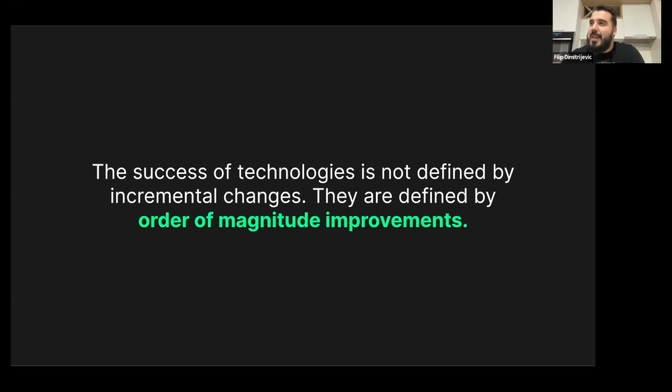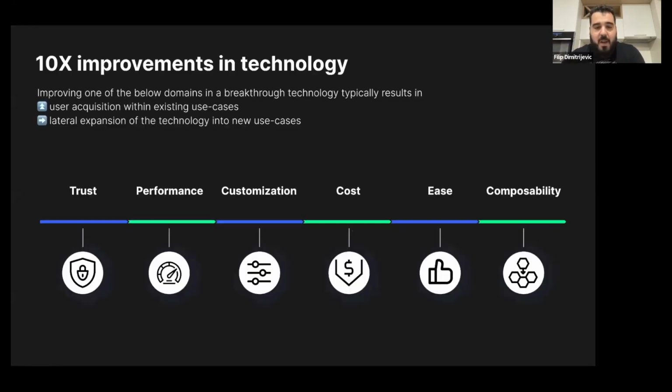It's from Steve Newcomb, the CPO, my boss. He also likes to share this quote quite a lot: that the success of technologies is not defined by incremental changes. It's defined by orders of magnitude improvements. And we need these improvements in technology, in any of these domains below.